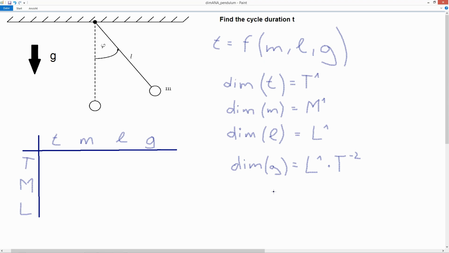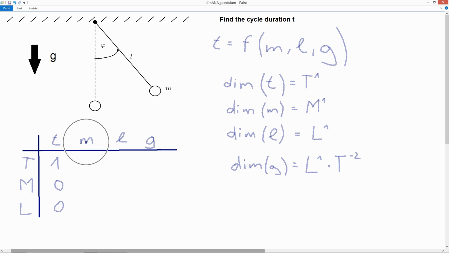Now let's take a look at these exponents here. 1, 1, 1, 1, and minus 2. They tell us how often a basic dimension appears in the dimension of a quantity. We will write these numbers in this table here. So the quantity t only depends on the basic dimension capital T, and this to the power of 1. So 1 times capital T, no mass and no length.